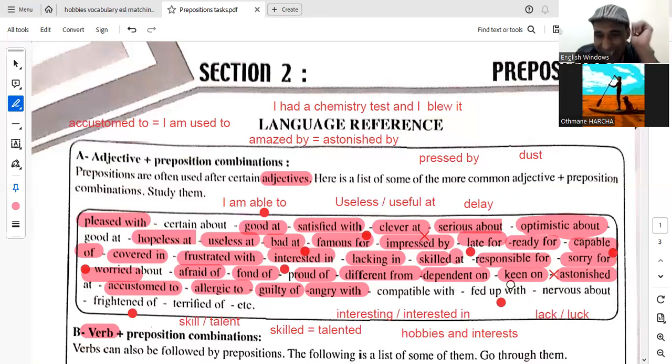All right, okay, good. Let's go. Compatible with. Compatible. It's also very easy, technology. Yes. Compatible with.